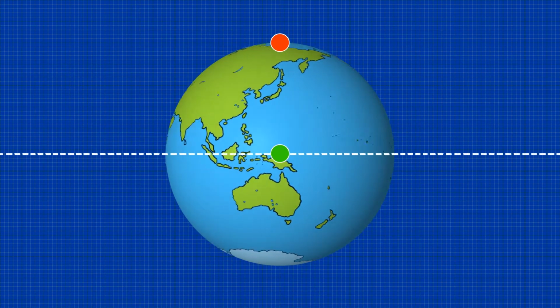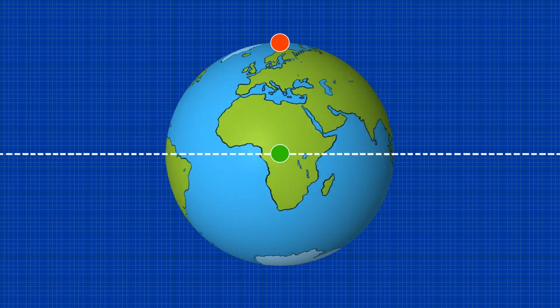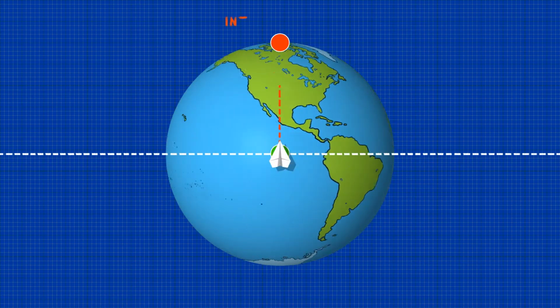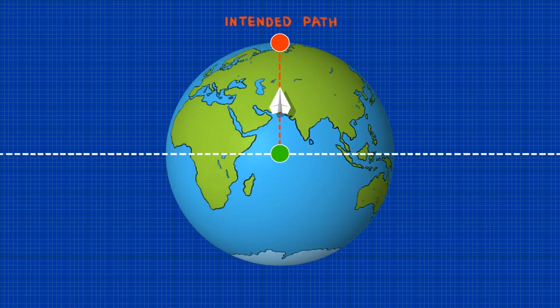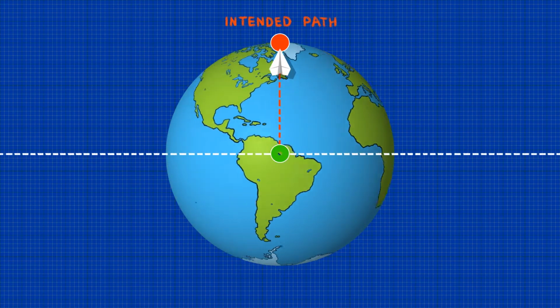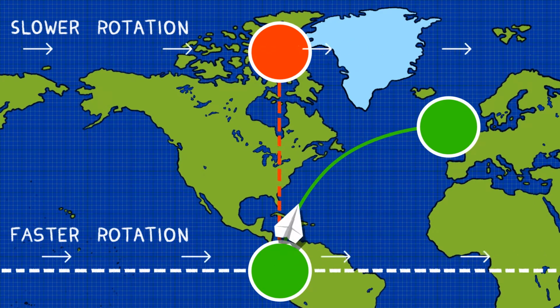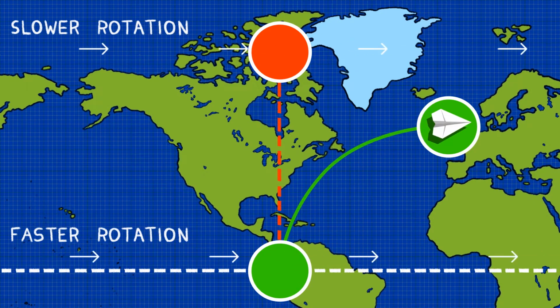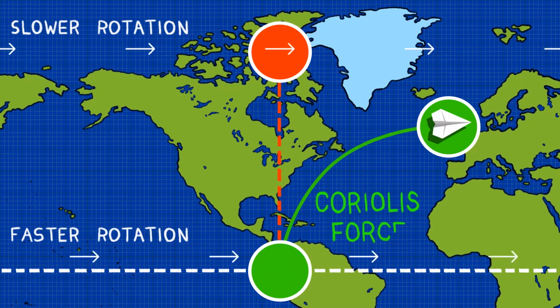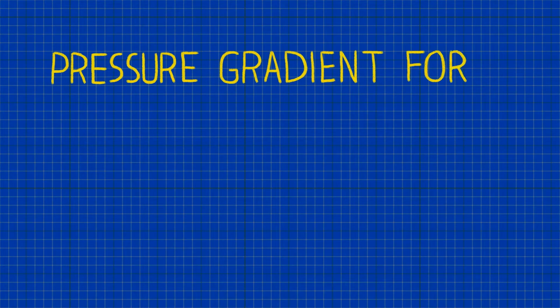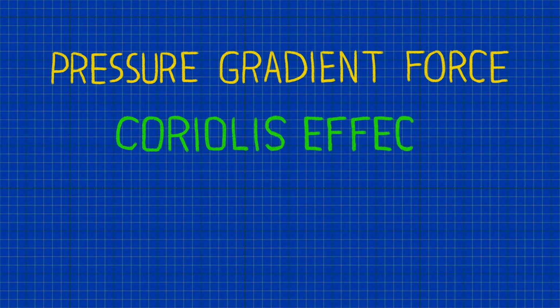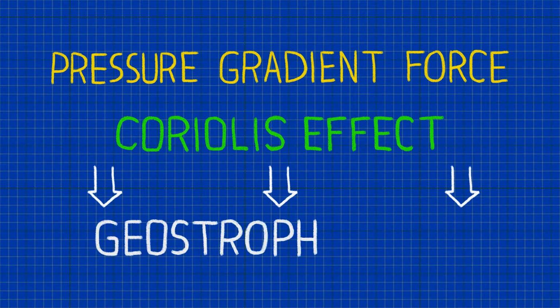Let's visualize this effect. Imagine that we launch a paper airplane from Ecuador towards the North Pole. The airplane travels in a straight line, but the Earth will keep rotating underneath. From a viewpoint on Earth, it looks like the airplane turns to the right. We call this effect the Coriolis Force. Winds that experience both the pressure gradient force and the Coriolis effect flow along lines of constant pressure. This wind is referred to as the geostrophic wind.